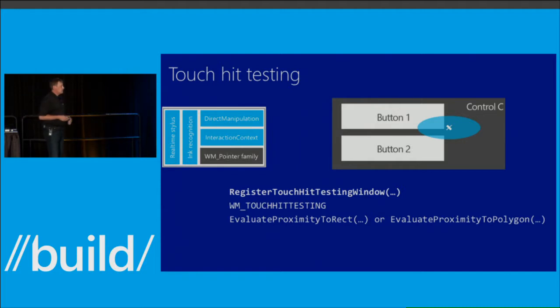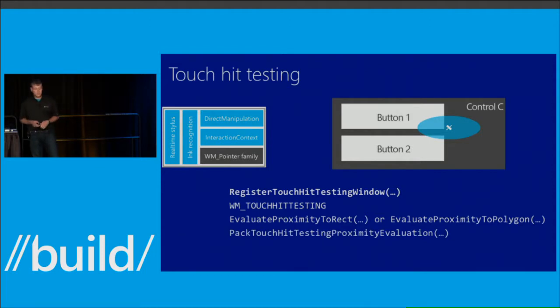Now, what this returns is actually a struct. And one of the values in this struct is a score. And this will help us go ahead and pick the right value. In our case, that'll be button 1. And once we've got that, we'll go ahead and make a call to PackTouchHitTestingProximityEvaluation, and we'll return the value from that from our message handler. From this point forward, the system has everything it needs to be able to actually adjust the point that's being reported and all of the subsequent WM_POINTER messages. And so in our case, that point will actually be represented on button 1. And so all the rest of your code can just work as it is.